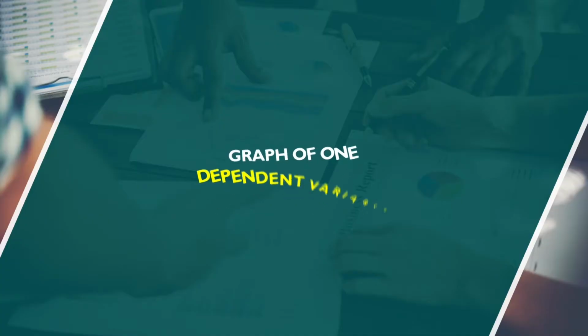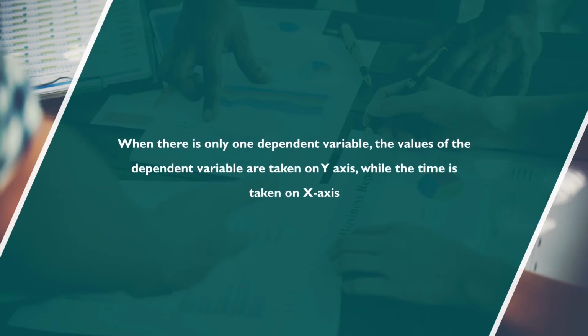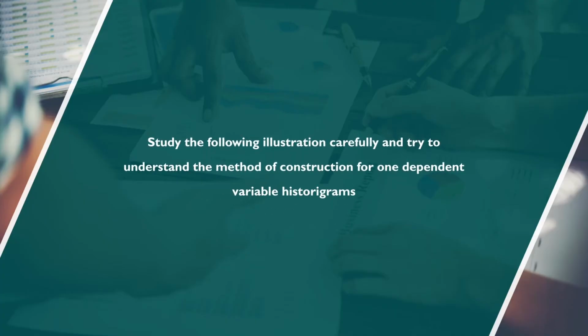When you talk about the graph of one dependent variable, when there is only one dependent variable, the values of the dependent variable are taken on the y-axis while time is taken on the x-axis. We will see how this statement is interpreted with the help of certain figures. We will study certain examples and try to understand the methods of construction for a one dependent variable histogram.